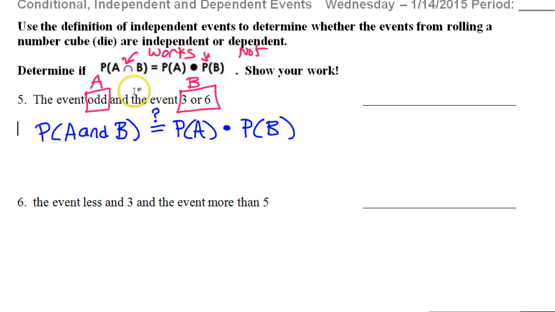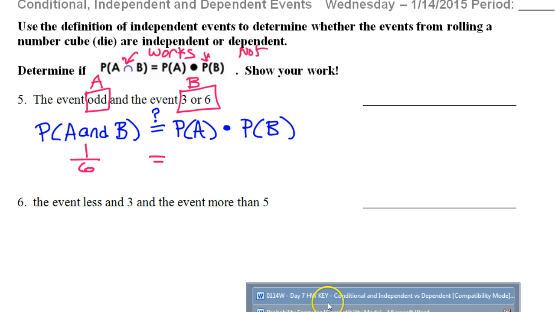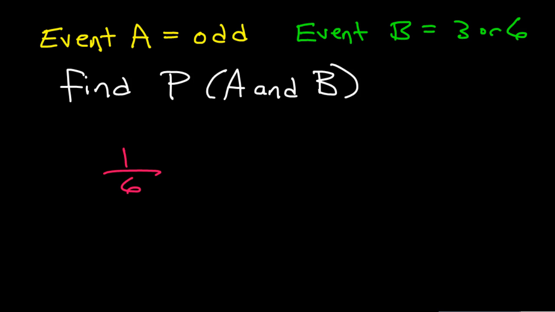So that's the first part of the formula. I replaced the intersection sign. It means and, so I'm just showing that it's the same thing. So we found this. It turned out to be 1/6. Now, let's find the probability of A separately. Back to the black screen. So now we're just finding the probability of A. Forget about B.